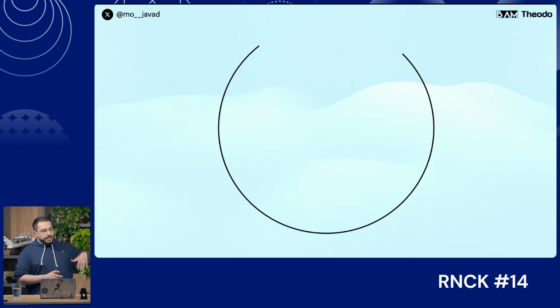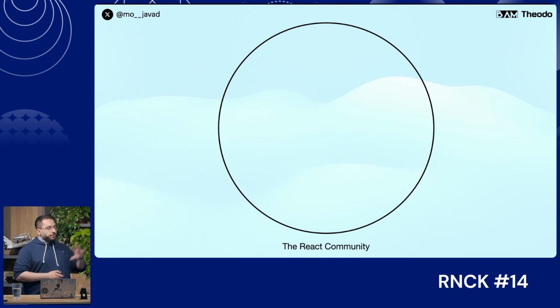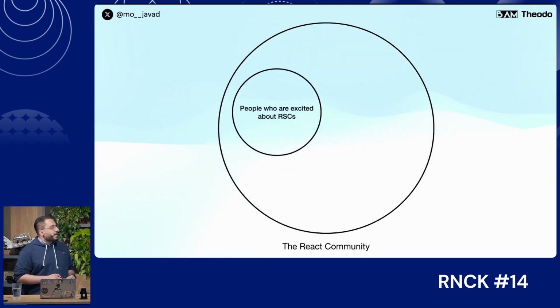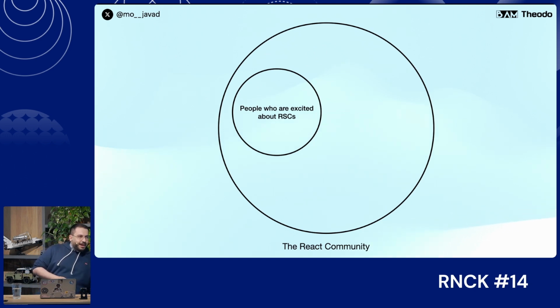If we draw out a Venn diagram of the entire React community, roughly speaking, it's kind of split up something like this. You've got people who are excited about RSCs. It's all they can think about. When they go to bed at night, they just stare up at the ceiling, and they're thinking about how RSCs can revolutionize apps. I'm seeing some nods there. Is that you, Evan?